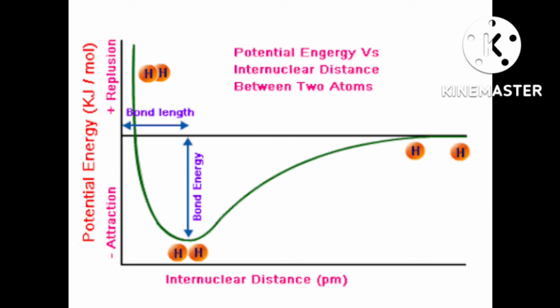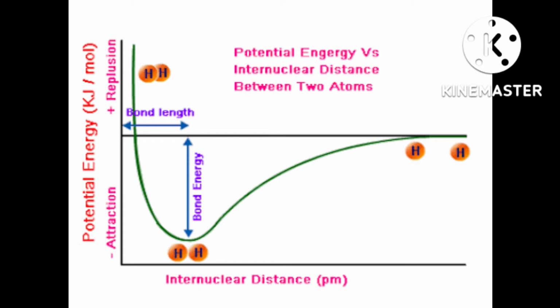Now you can understand: the nucleus of the first atom and the electron of the second atom, correct? There will be attraction. Due to that they will come closer. Then the other attractive force: the nucleus of B atom and the electron of A atom will again attract. This is the total attractive force due to nucleus and electron, due to both hydrogen atoms.